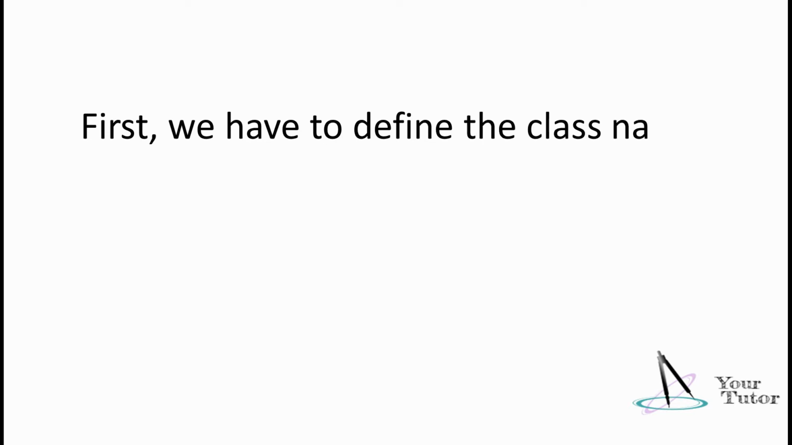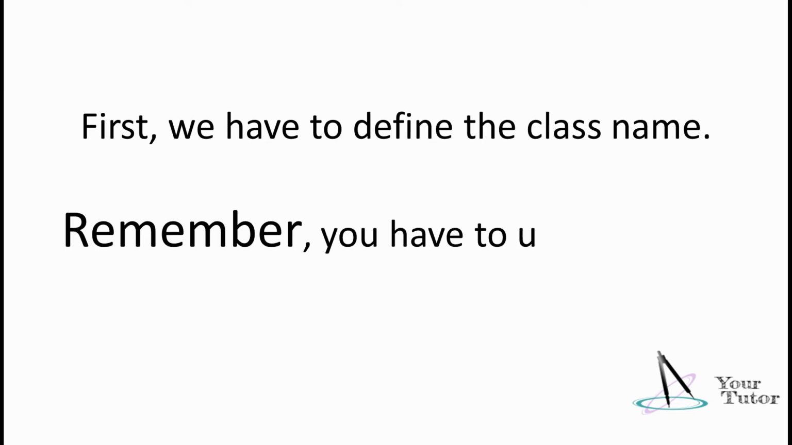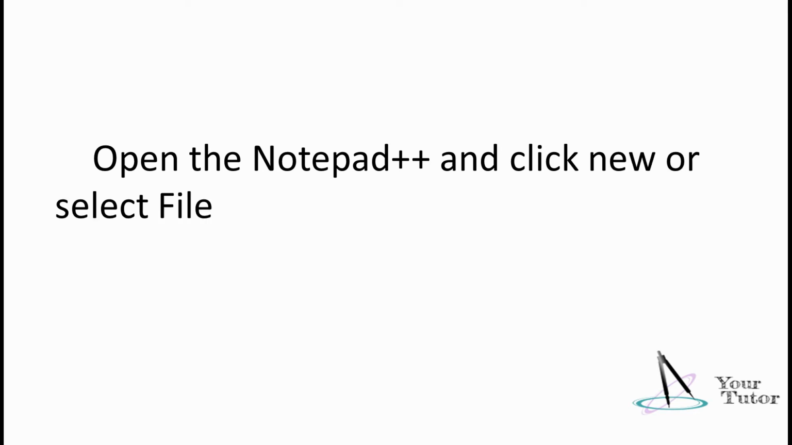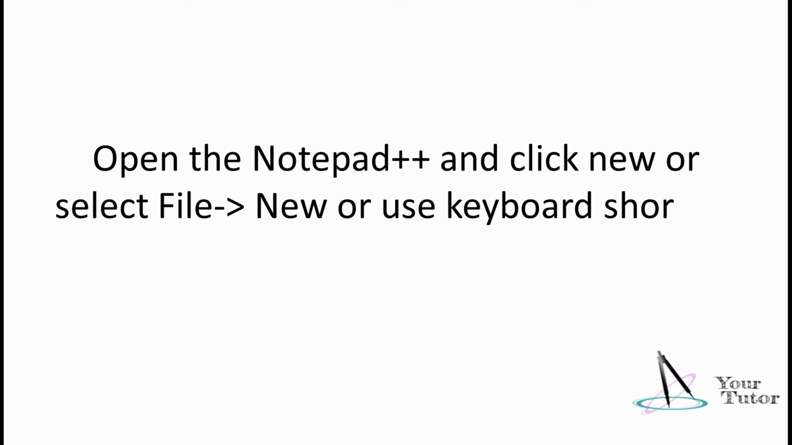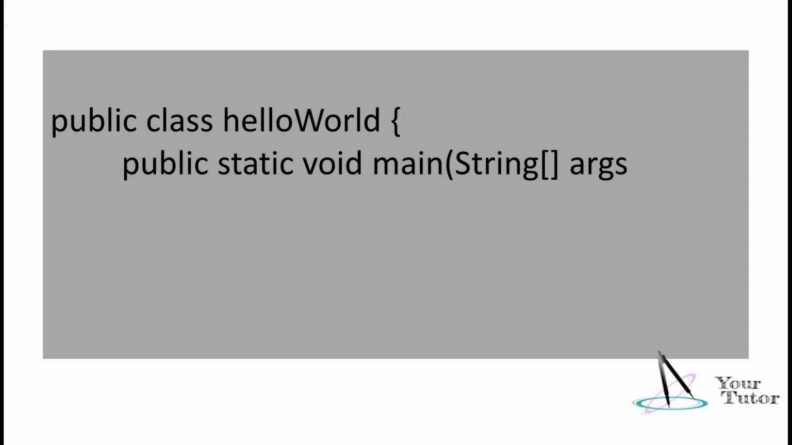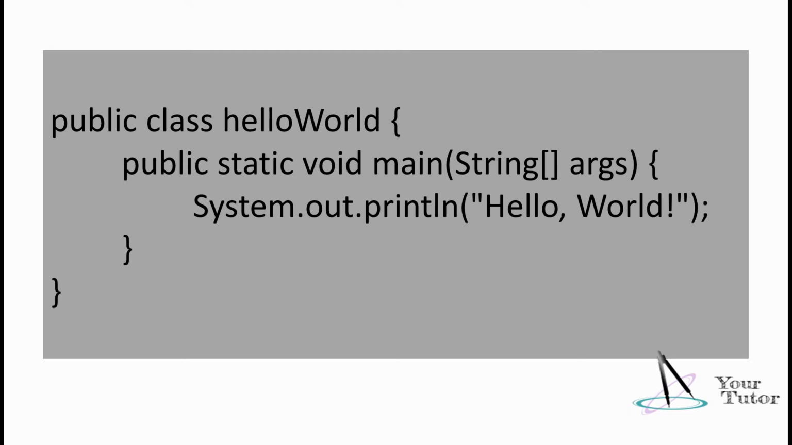First, we have to define the class name. Remember, you have to use the same name when you are saving the file. Open the Notepad++ and click New, or select New in File tab, or use keyboard shortcut Ctrl+N. Save the file as helloworld.java. You can save it now, or else, you can save it after completing the codes. Then, type all of these carefully, without making mistakes. You can also get the source code from the link provided in the caption.